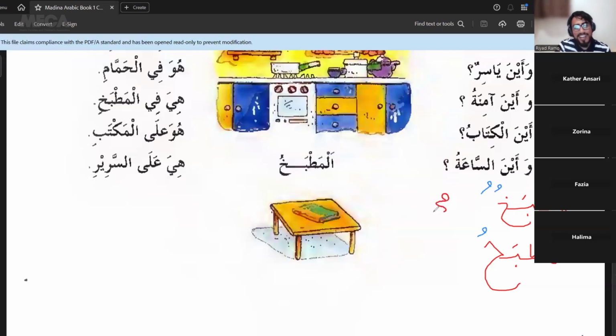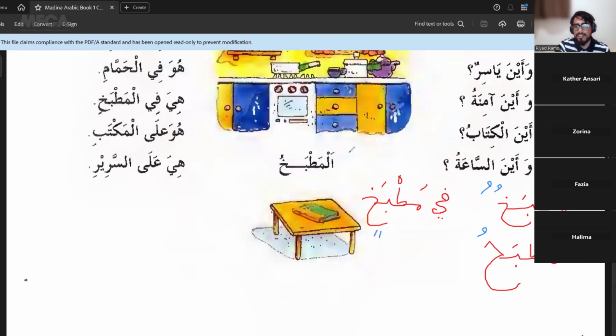It's okay. Now I know where the problem is coming from. I'm saying in a kitchen, so that's when you say fee, not fil. Our kitchen is fee matbakhin. Fee matbakhin. In a kitchen. I'm not saying in the kitchen. Fee matbakhin.